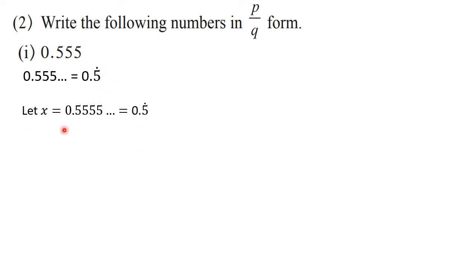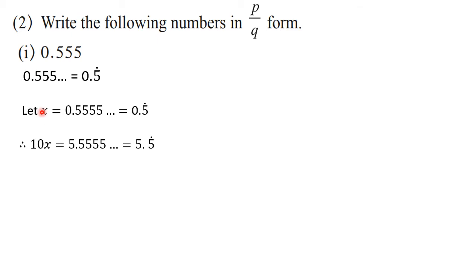All of you know the method already. So let x is equal to 0.555 and so on, that is equal to 0.5 recurring. Now see here, since only one digit is recurring, we are going to multiply both the sides by 10. You know that if one digit is recurring, we have to multiply by 10. If two are recurring, we have to multiply by 100. And if three are recurring, we have to multiply by 1000. So here only one digit is recurring, therefore we multiply both the sides by 10.